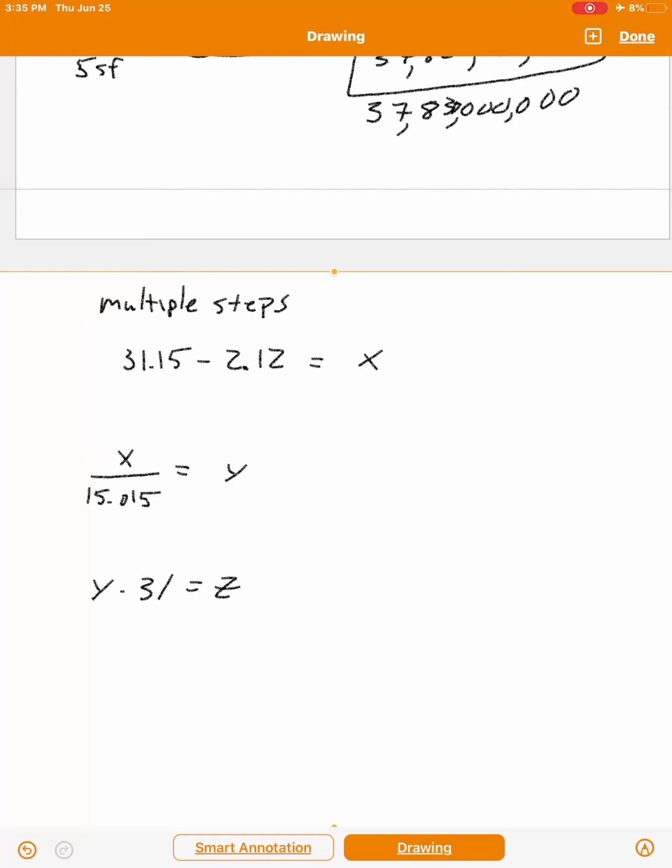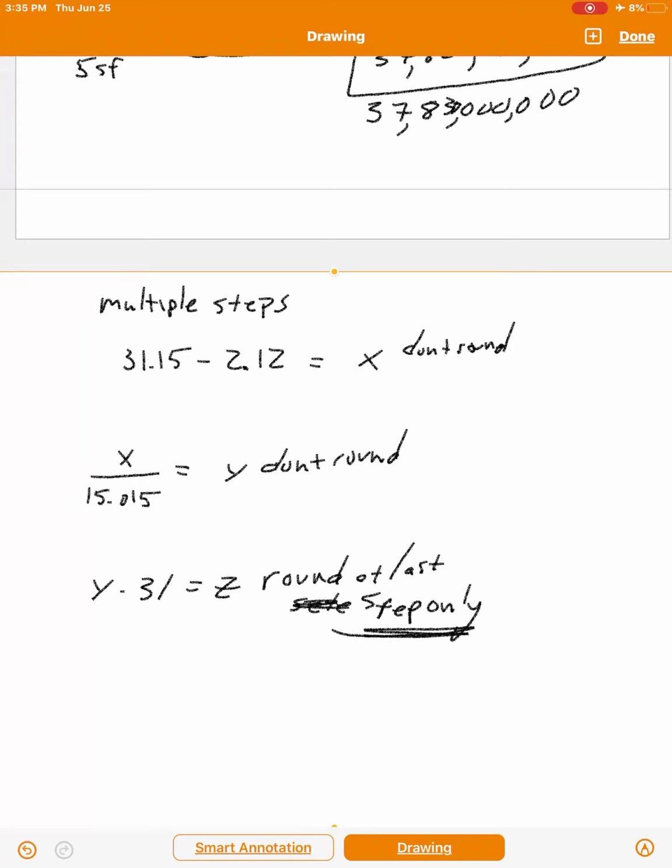When you do multiple steps, so that was 3 steps right there, don't round. Only round at the last step. Okay, round at the last step only. If you round in intermediate steps, that leads to what are called rounding errors, and your answer could be a little bit too small than it is justified in being. Okay?